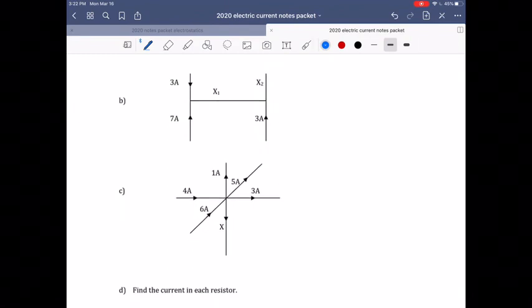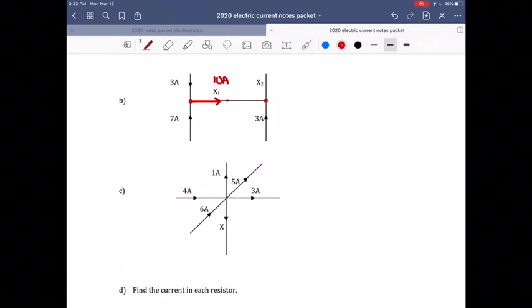All right, so if we look at B, B is a little bit more advanced. We have 2 junctions and we have 2 unknowns at this point. But you just take each junction at a time and apply Kirchhoff's #1 rule, the junction rule. What goes in must come out. So going into this junction point, we have 10 amps going in. We have nothing coming out. So that must mean that X1 over here has to equal 10 amps.